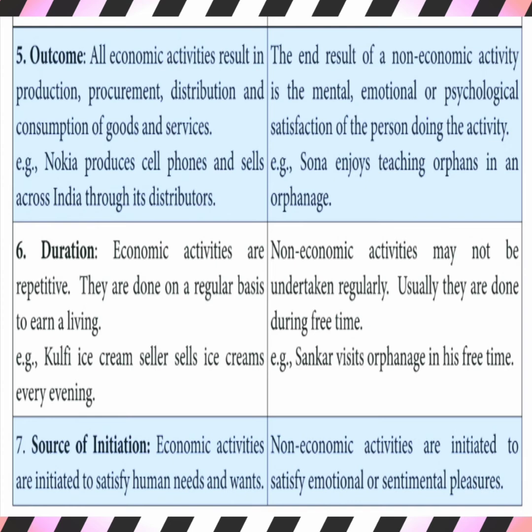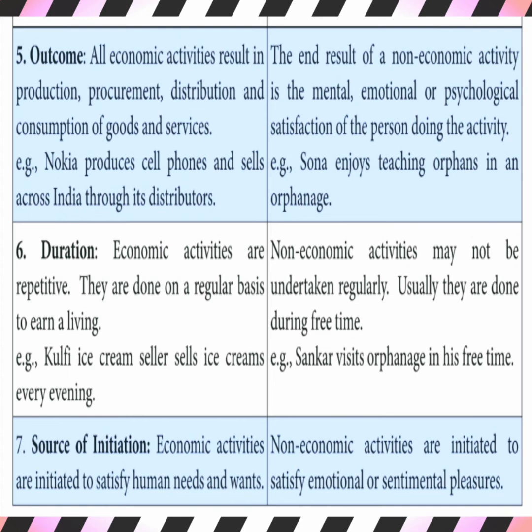After procurement, they distribute the products to the place of consumption, and last is consumption of those goods and services. Example: Nokia produces cell phones and sells across India through its distributors. That is, the Nokia company produces cell phones, and after producing them, they will not keep them idle. They sell across India through its distributors.